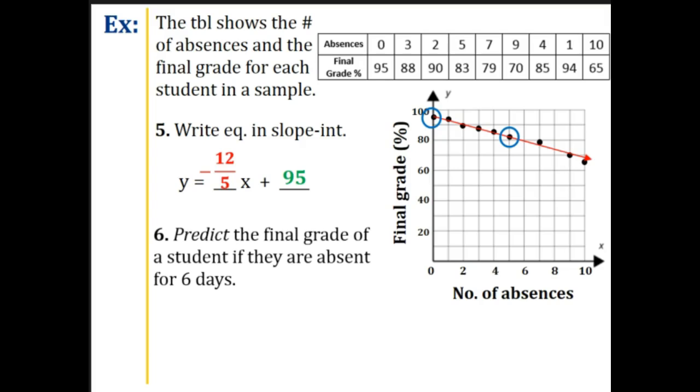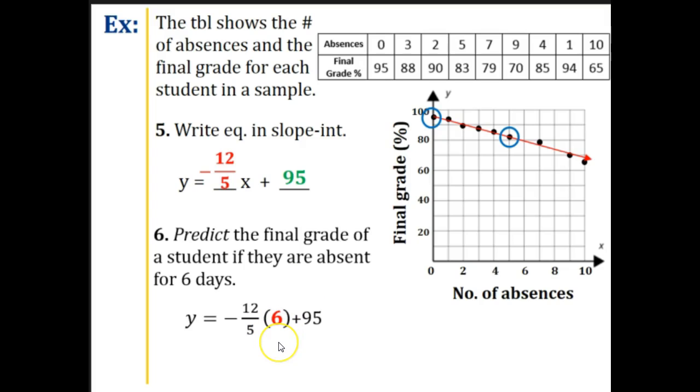Last one. Predict the final grade if a student says they're absent for 6 days. How are you going to do that? What does that X stand for? Number of absences, right? So if a student is absent 6 days, what can you put in place of that X? He's absent 6 days. In place of the X, what would you write? 6. You'd rewrite your equation with 6 instead of X. Right? So put 6 over 1, do your multiplication, add 95, and give me an answer. Go.